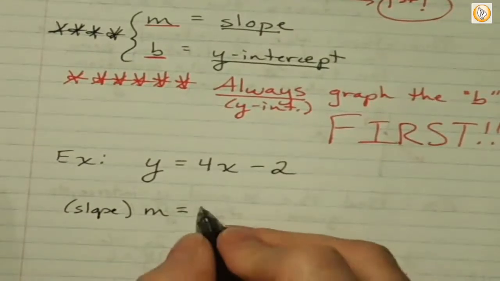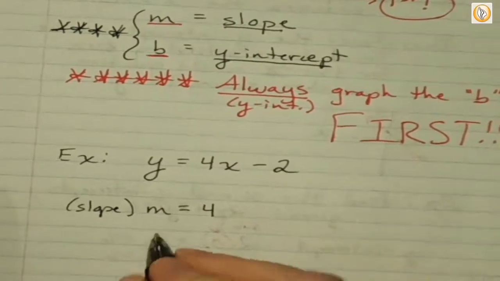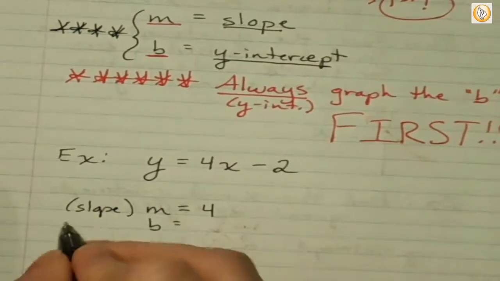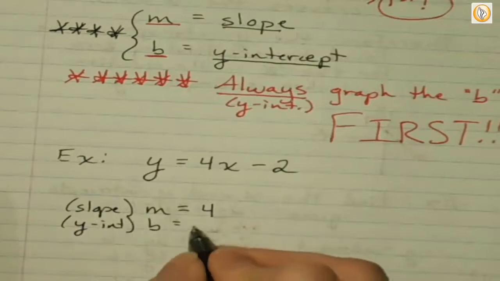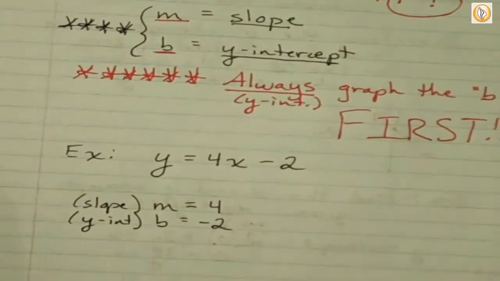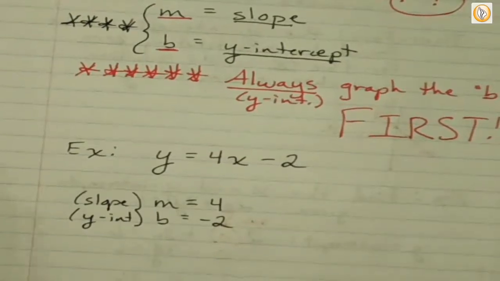So she's correct. It's 4. What is the B then? The y-intercept. Joseph? -2. -2. There you go. Now you can graph it. With that information, you can graph it.